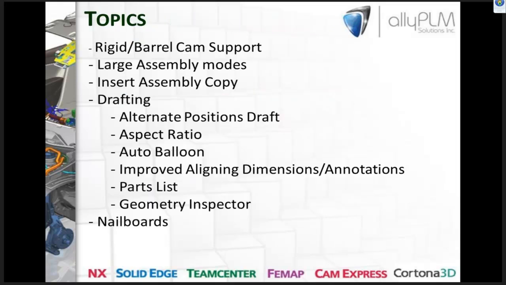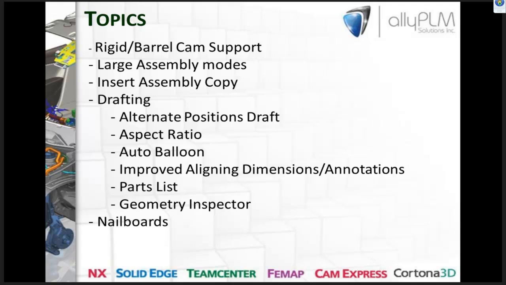Some of the topics I'll go over today. I'll talk about the new rigid relationship. Also talk about barrel cam support. I'll show you some new options when opening large assemblies, and also a new insert assembly copy command. We'll go through some stuff in drafting, some alternate positions draft, auto ballooning, and some improvements with aligning dimensions and annotations, as well as nail boards.